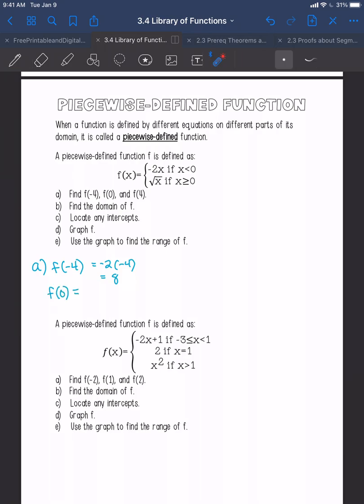f of 0, we're going to use our second equation because when x is greater than or equal to 0, we use this one. So we're going to use the square root of 0, which is 0. And then last, f of 4, we're going to use the second equation because it's greater than 0. So f of 4 equals the square root of 4, which is 2.